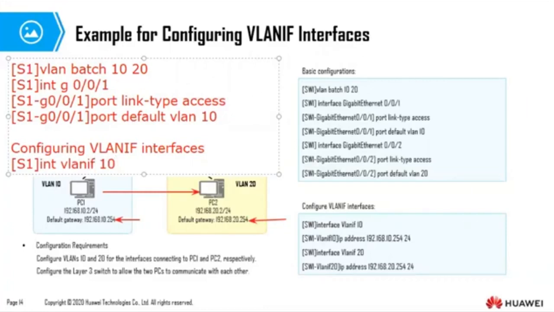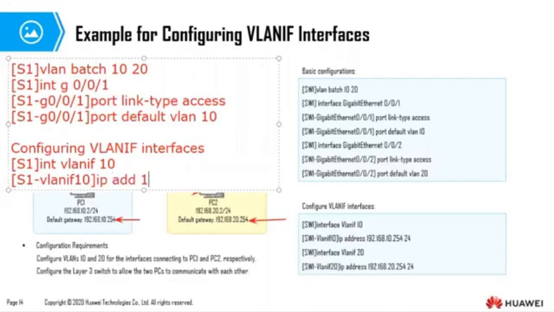As I said earlier, the VLANif number should always match the corresponding VLAN that it's supporting. So if it's supporting VLAN 10, then just have it as 10. After you've created that, it will take you to the VLANif interface view, so VLANif 10, like that. Once you're here, you can configure an IP address.